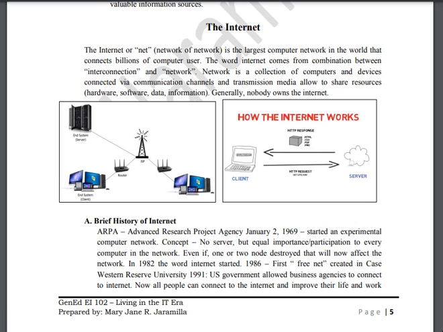An internet or a net is the largest computer network in the world that connects billions of computer users. The word internet comes from a combination of interconnection and network. A network is a collection of computers and devices connected via communication channels and transmission media, allowed to share resources like hardware, software, data, and information. Generally, nobody owns the internet.